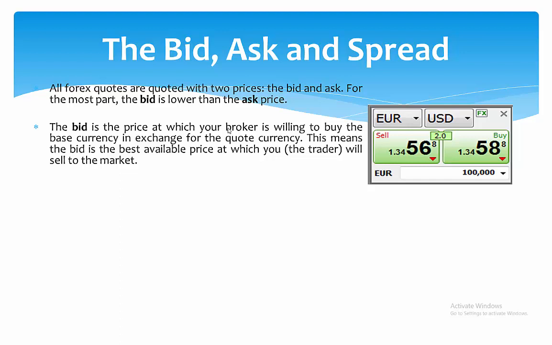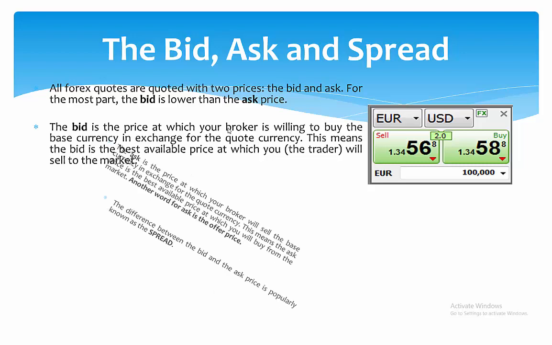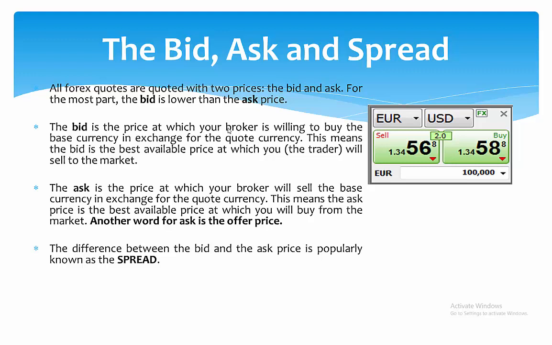The bid is the price at which your broker is willing to buy the base currency in exchange for the quote currency. This means the bid is the best available price at which you will sell to the market. The ask is the price at which your broker will sell the base currency in exchange for the quote currency. This means the ask price is the best available price at which you will buy from the market. Another word for ask is the offer price. The difference between the bid and ask price is popularly known as the spread.